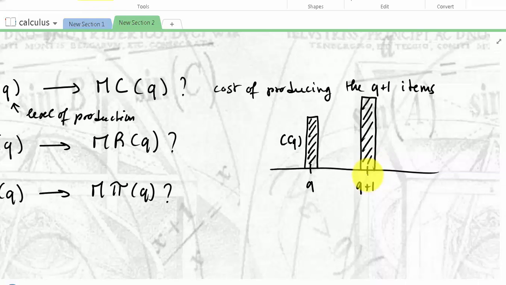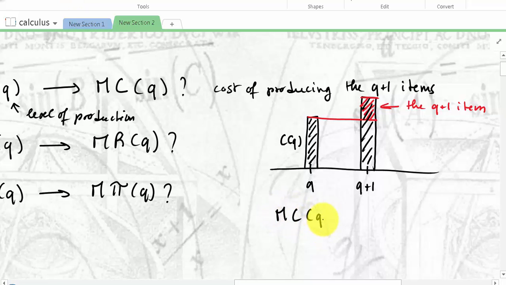What is the cost of producing the Q plus first item? Well, it's going to be the difference right here between the two. This right here is the cost of producing the single Q plus 1 item. And so we define the marginal cost at the level of production Q to be the total cost of producing Q plus 1 items minus the total cost of producing Q items.